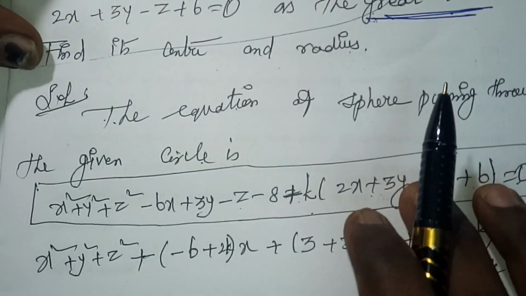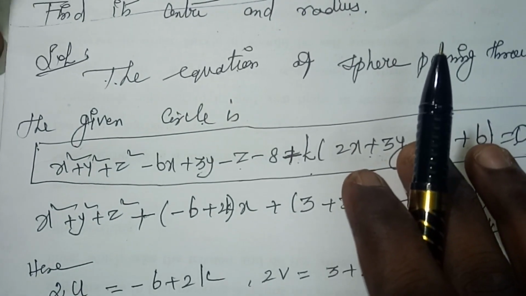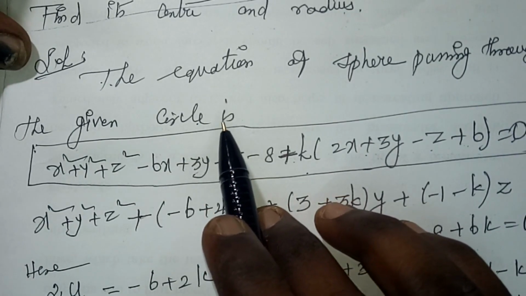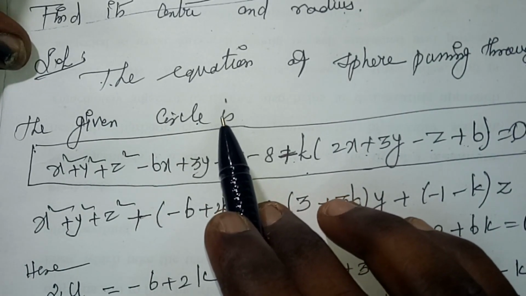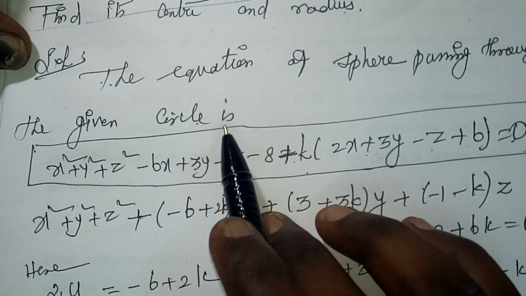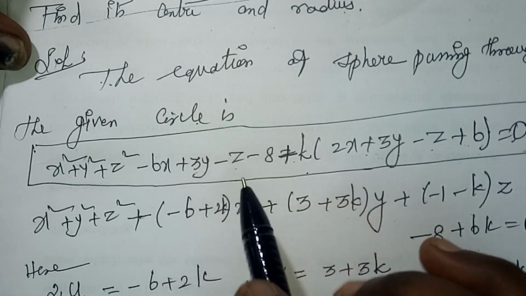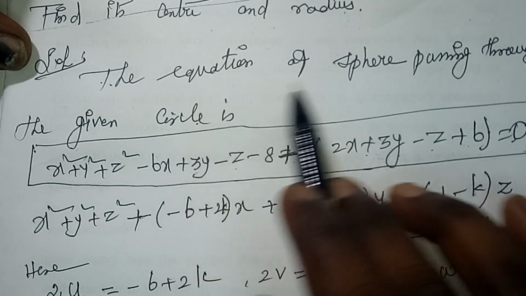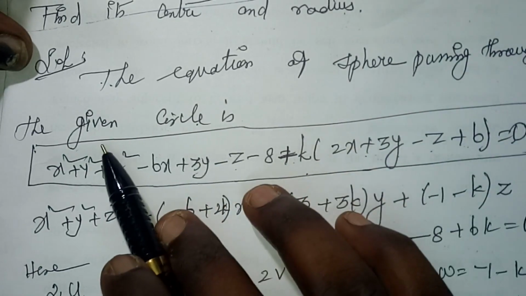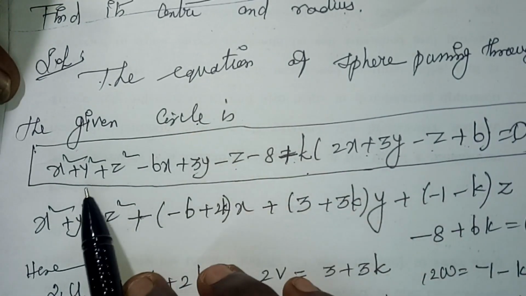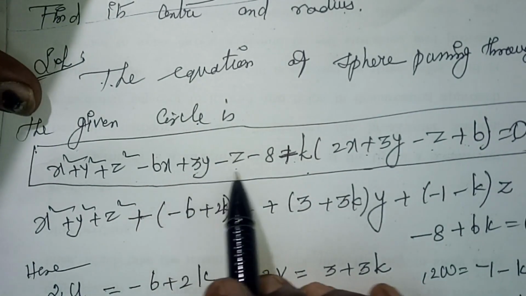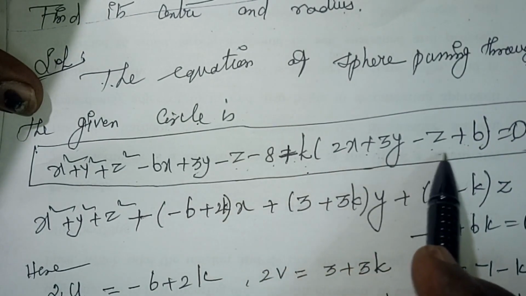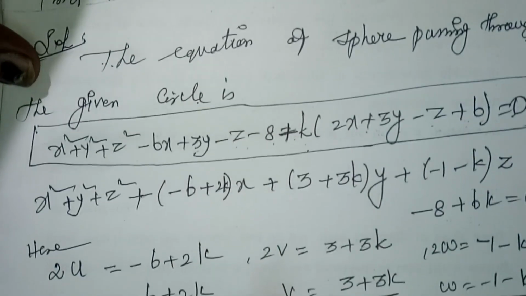Now we see the solution for this problem. So what is given first of all? The equation of sphere and the equation of plane. From this I'm going to write the required equation of sphere as equation of sphere plus k times equation of plane. Already we know that. So the equation of the sphere passing through the given circle is x square plus y square plus z square minus 6x plus 3y minus z minus 8 plus k times (2x plus 3y minus z plus 6) is equal to 0.